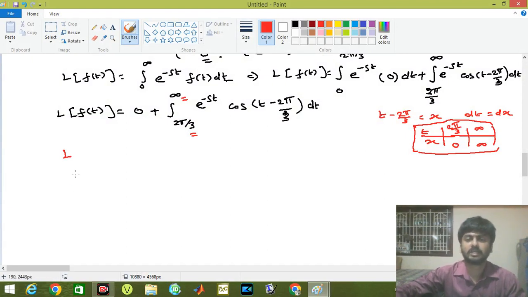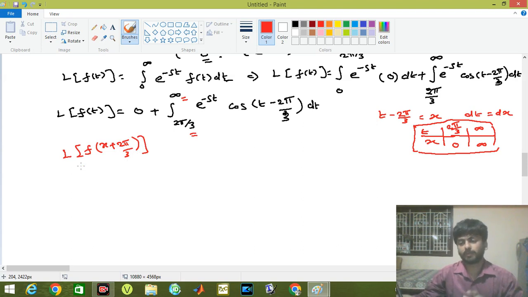Actually what you will have here is, see, t minus 2 pi by 3 equals x. So t equals x plus 2 pi by 3. So you will have L of f of t as f of x plus 2 pi by 3. This is what you are actually going to have, but there is no problem because finally the result will be the same. The result is independent of what we are writing on the left hand side.